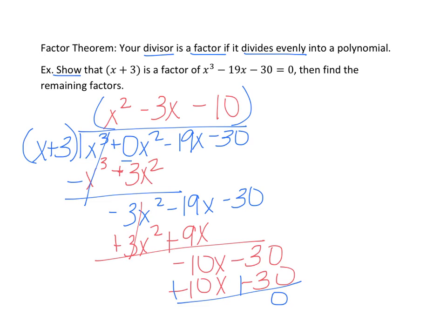Are there multiples of negative 10 that can add up to negative 3? I think that's negative 5 and positive 2. So my factors are the one that was given, x plus 3. This one right here factors into x minus 5 and x plus 2.